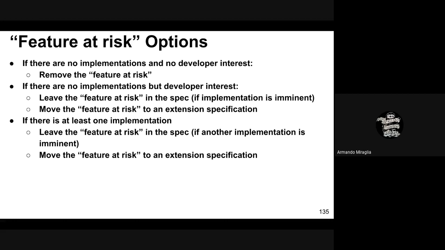If implementation is imminent, meaning like 2019 or sooner, move the feature at risk in the spec. If there's at least one implementation, leave the feature at risk in the spec. If another implementation is imminent, or move the feature at risk to an essential specification.